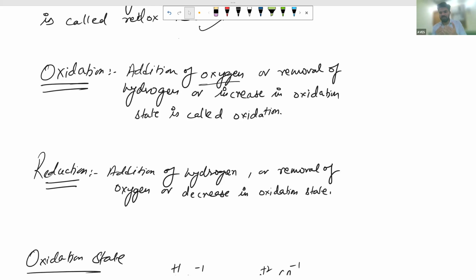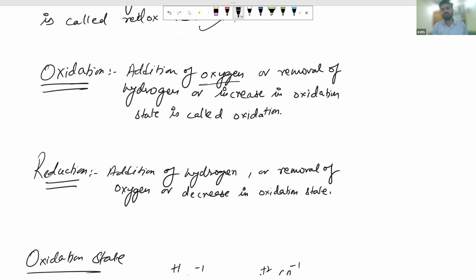Reduction is opposite. In the previous one, oxygen was added; in this one, oxygen will be removed. In the previous one, in oxidation, hydrogen was removed; here, the hydrogen is added. So in reduction, it is opposite. Addition of hydrogen here, removal of hydrogen there. Here it is addition of oxygen, here it is removal of oxygen.